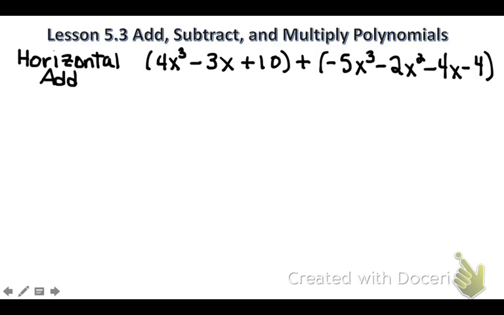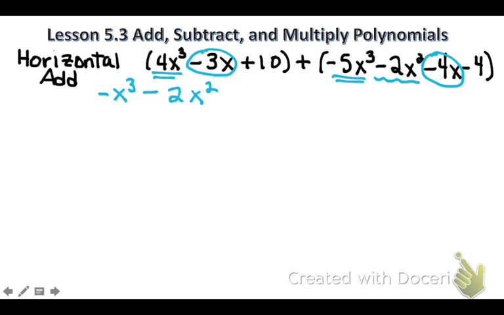So I look at my polynomials. The highest term is cubed. We combine those and get negative x cubed. I'm going to look for squares. Negative 2x squared, negative 3x and negative 4x, negative 7x, positive 10 and negative 4, so my constant is plus 6.